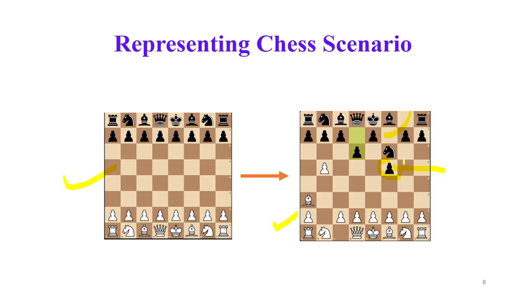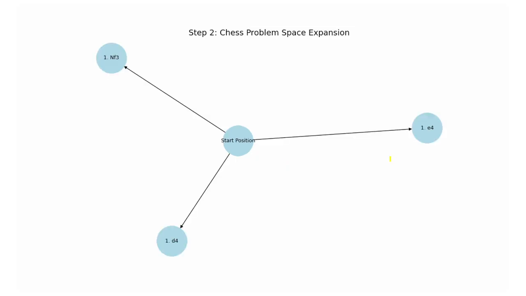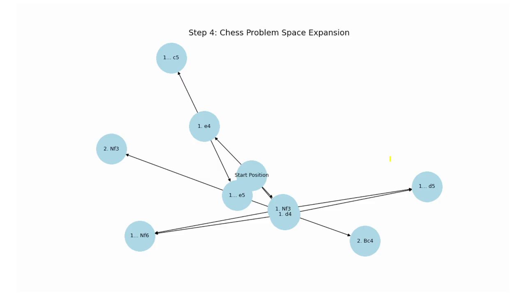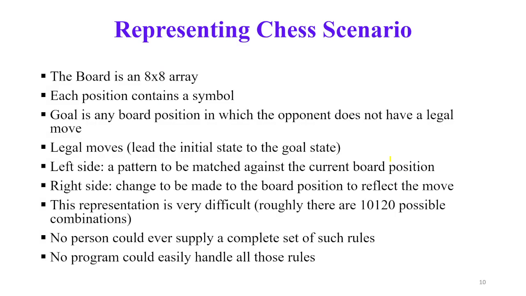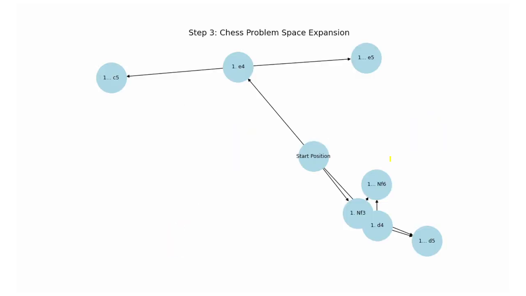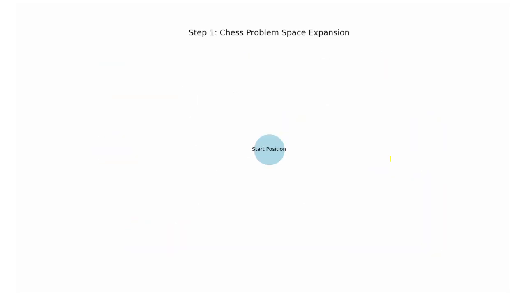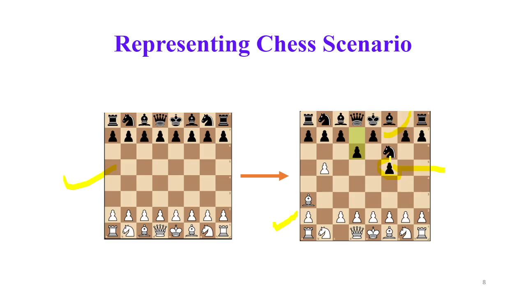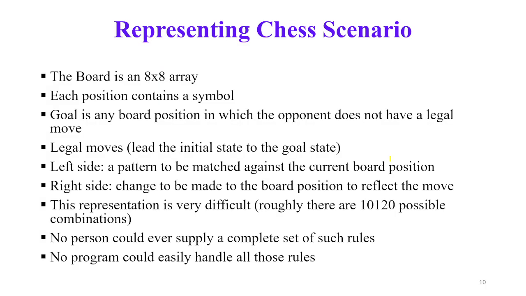Now, what is a legal move? Here I have shown the state space expansion. You can see here that it's been moved. I'm showing you one of the positions. What is a legal move? A legal move is represented as a production rule. Now we'll move here for you to understand, representing the chess scenario. It's an 8 by 8 chess board, and each position has its own symbol.